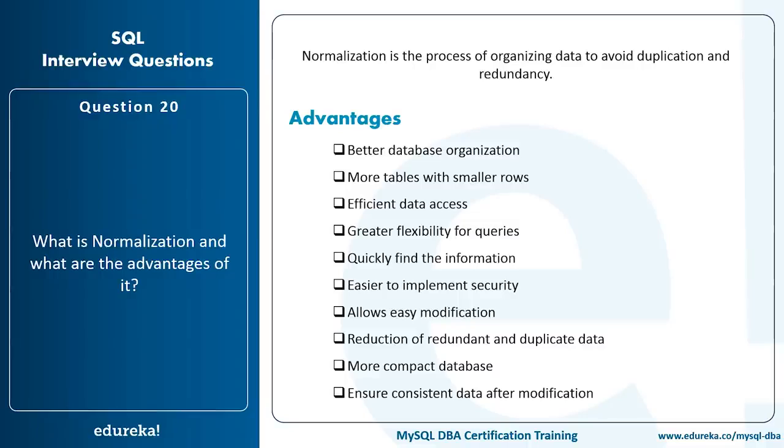Now the advantages of normalization are, as you can see on the screen: it offers better database organization, more tables with smaller rows, efficient data access, greater flexibility for queries, quickly finds the information, easier to implement security, allows easy modification, reduction of redundant and duplicate data, more compact database, and ensures consistent data after modification. So guys, these are a few advantages of normalization.